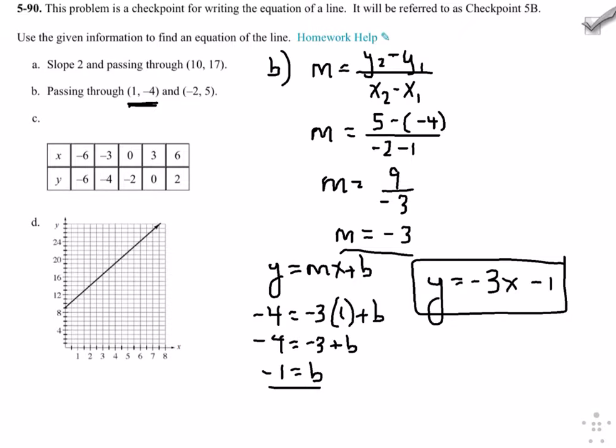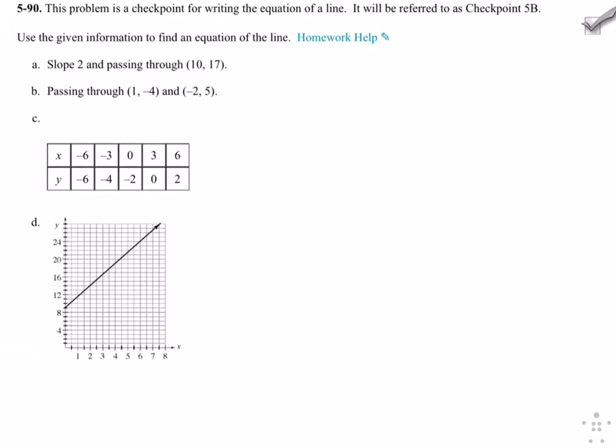Okay, for C, we have a table. So let's make some space. In this case, I have the table. Luckily, take a look at what they did. They gave us (0, negative 2) as one of the points. When x is 0, that means that's the y-intercept. So they gave us b, right? So now we just need the slope.